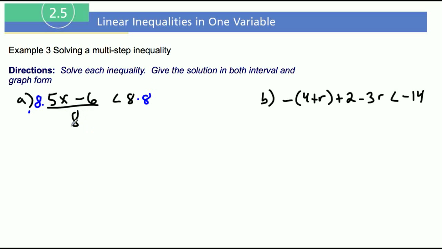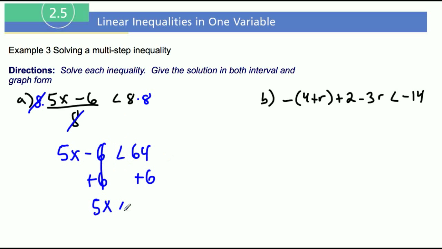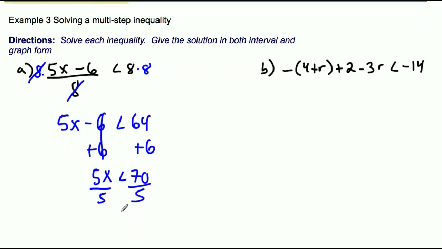That would get rid of those two right there, leaving me with 5x minus 6 is less than 64. I'm going to add 6 to both sides. So now I'm left with 5x is less than 70. And I'm going to divide both sides by 5. And I have x is less than 14.